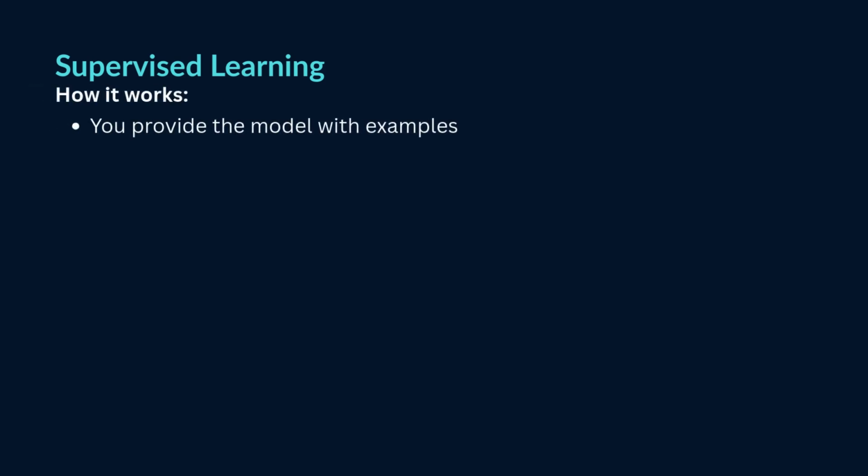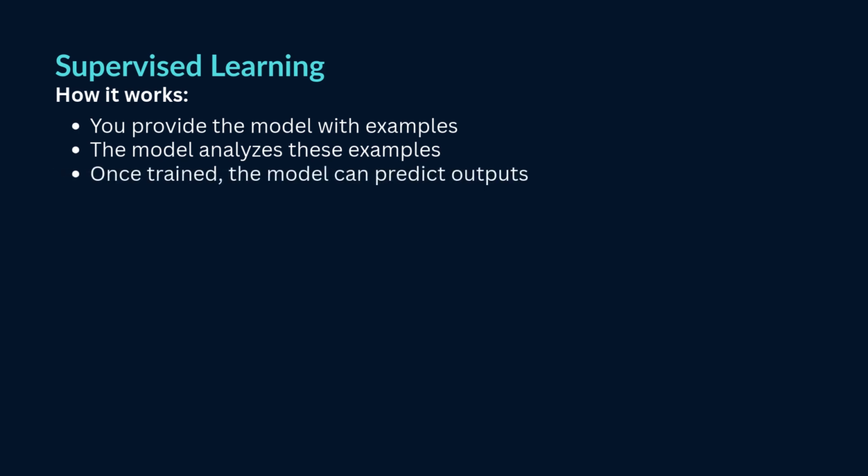Supervised learning is the most common and widely used type of machine learning. In supervised learning, the algorithm learns from labeled data, which means each example in the dataset has an input and a known output. How it works: you provide the model with examples that include both input features and the correct answers, that is, labels. The model analyzes these examples and learns the relationship between the inputs and outputs. Once trained, the model can predict outputs for new unseen data.